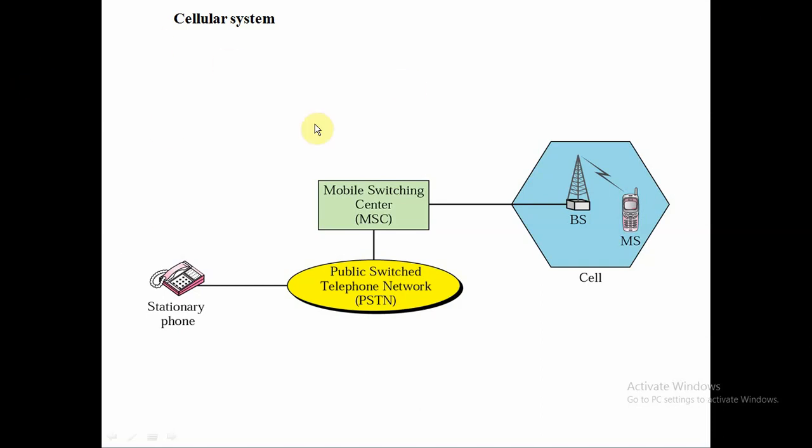Here is a basic cellular system: the base station, the master station of the cell. Here is the MSC, that is the mobile switching center, and that is the PSTN, the public switched telephone network. The data from the stationary phone will be given to the PSTN, then to the MSC, then to the base station, and then to the cell.